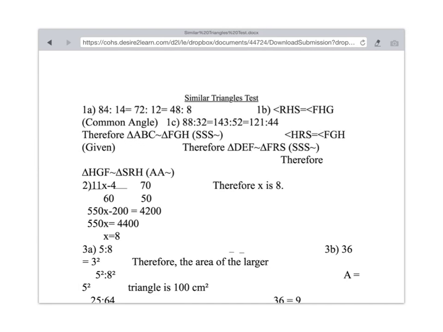I see that the formatting got a little messed up here. I think it's just my iPad trying to read a docx file. But I can kind of piece together your solutions, and so you've done a great job here.